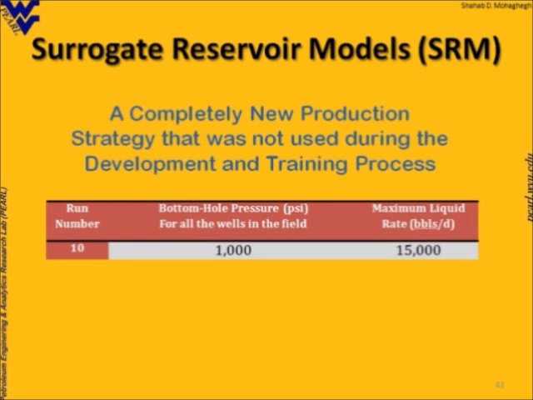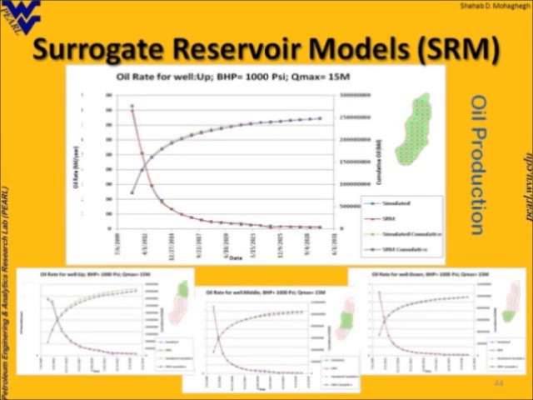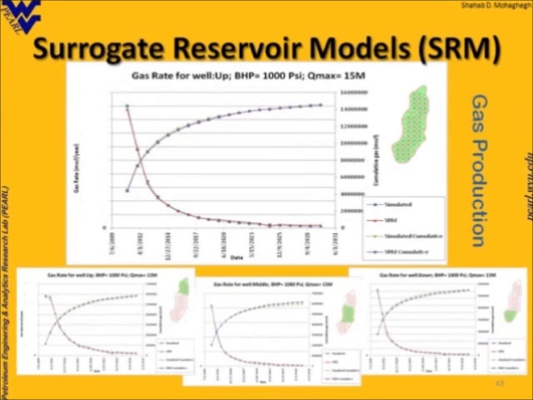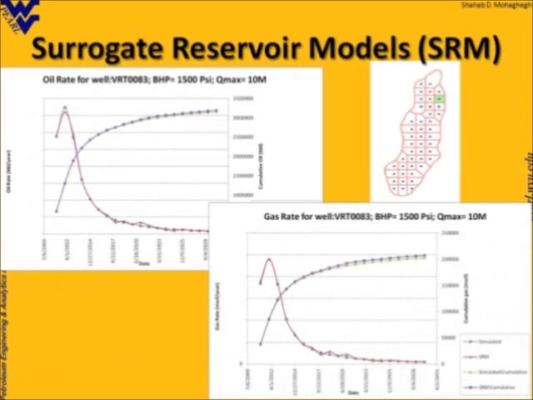This is a 10th, completely blind simulation run with characteristics that were never seen by the artificial neural network system that we use as part of our SRM. Completely blind data set, simulation run. But look at the accuracy. Once it's trained offline, you can put it online, and it can replicate with very, very high accuracy the results of your reservoir simulator. The difference is it does it in real time.